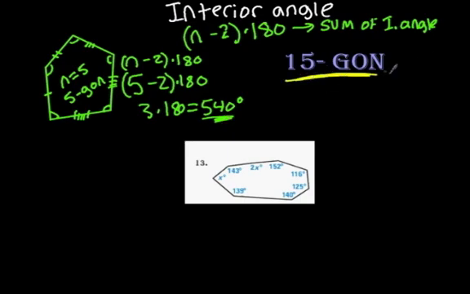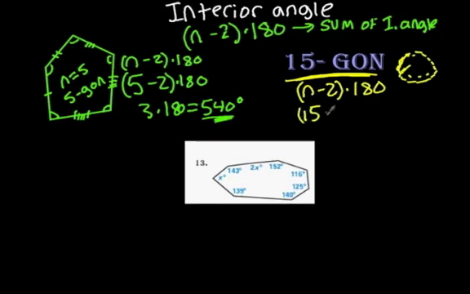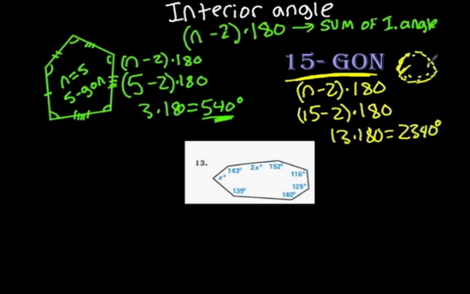Let's say we had something crazy like a 15-gon. I don't even have to draw that. But if I add up all these things together, what's a 15 going to be? Well, it's going to be n minus 2 times 180. And then we put a 15 in there instead of an n. And we get 13 times 180, which is going to equal 2,340. That's how many degrees all of the 15-gon will add up to.